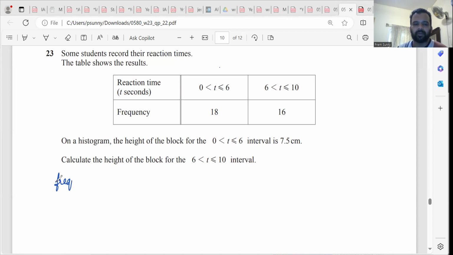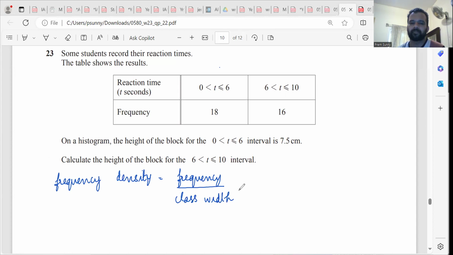Now let's find out the frequency density. Frequency density is frequency divided by class width. So 0 to 6 is given, frequency for 0 to 6 is 18. Divide by class width, upper limit minus lower limit, 6 minus 0, 6. So I got this as 3. So now frequency density 3 is represented as 7.5 centimeter.